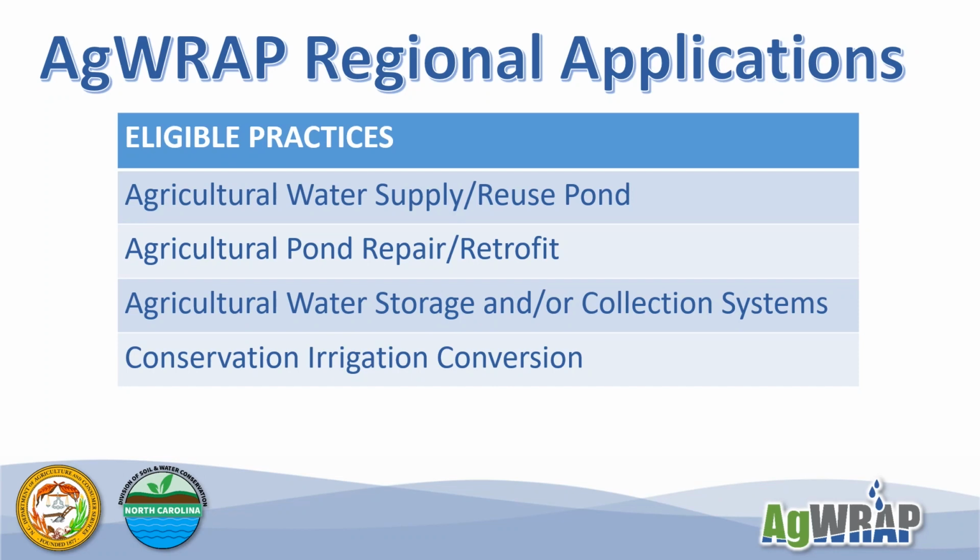However, applications will be based on what you will be supplying water for, irrigation or livestock watering. Water storage and collection system and conservation irrigation conversion have their own respective applications. On the website, you will see applications for these BMPs along with all needed forms and their ranking sheets, which will show you how these applications will be scored.